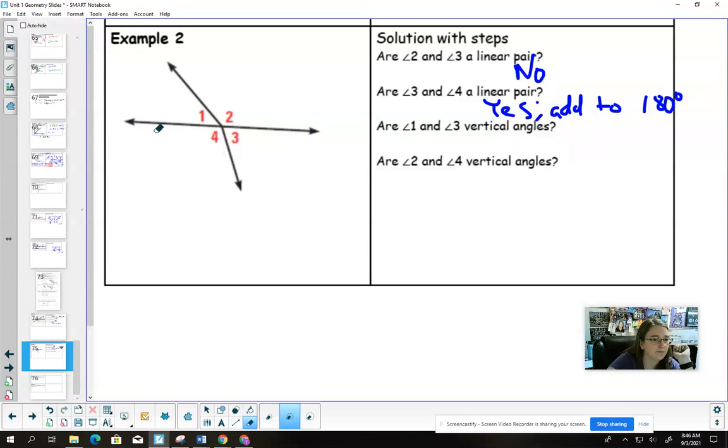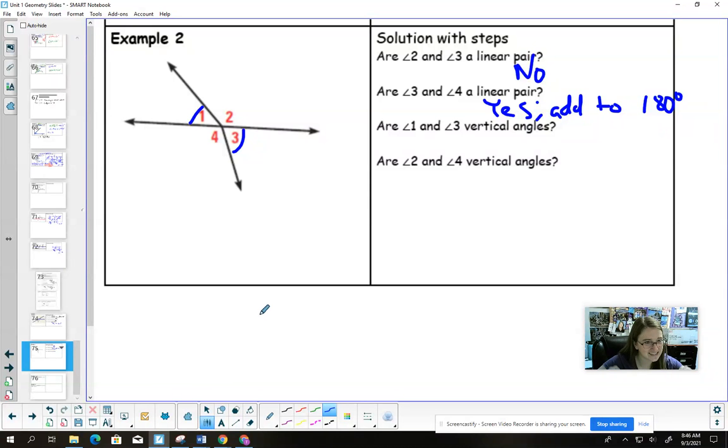Now let's check 1 and 3 here. Now 1 and 3 we want to be verticals. So mark, see where 1 and 3 are at. What we need to have vertical angles is 2 perfectly straight lines. The same 2 lines create the angles. So let's look at 1 and 3. Here's 1, here's 3. Well, they look like they could be vertical because I kind of have an X and they're across from each other.